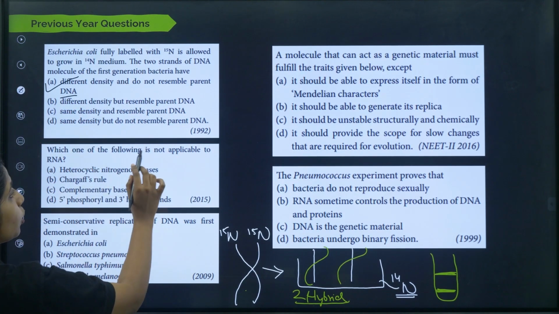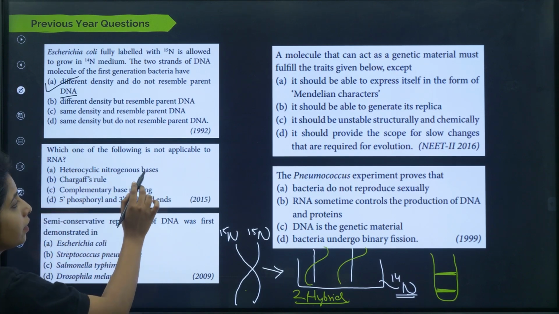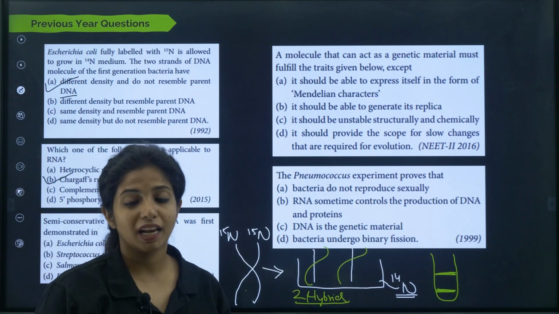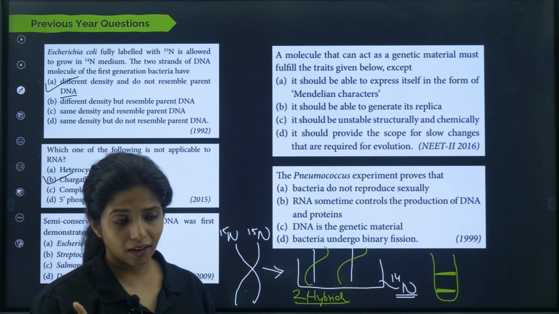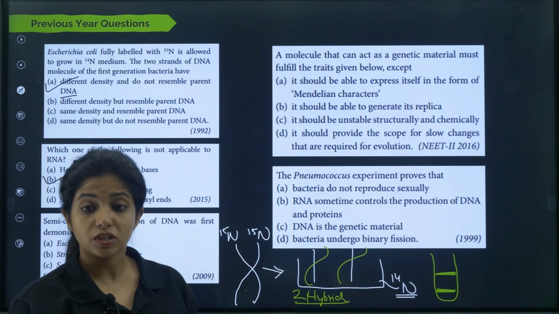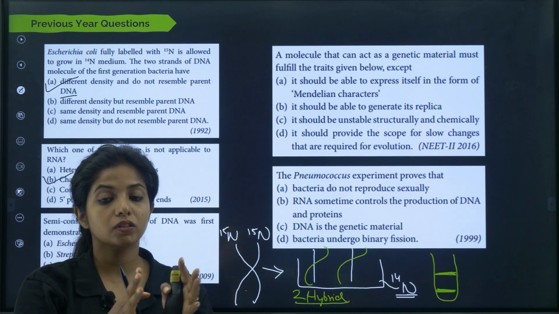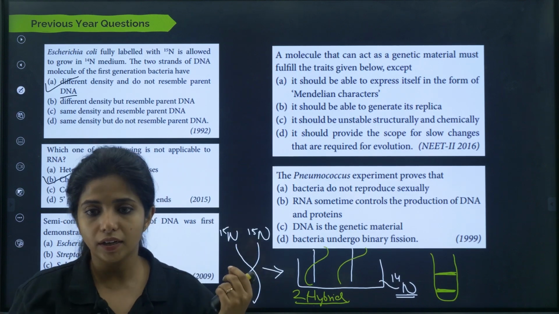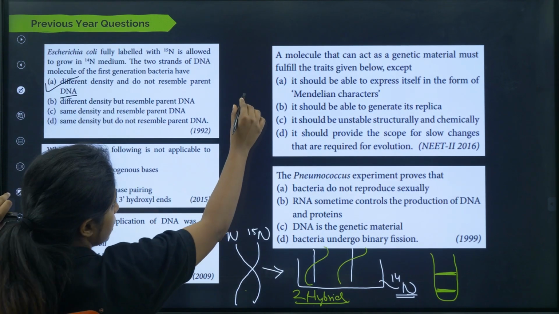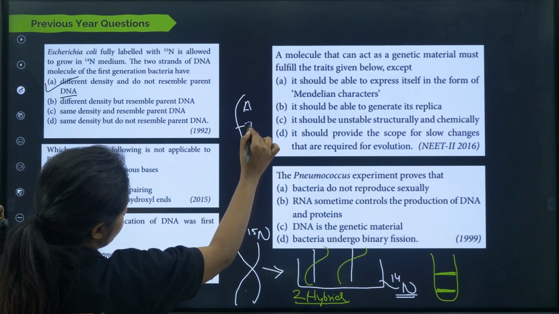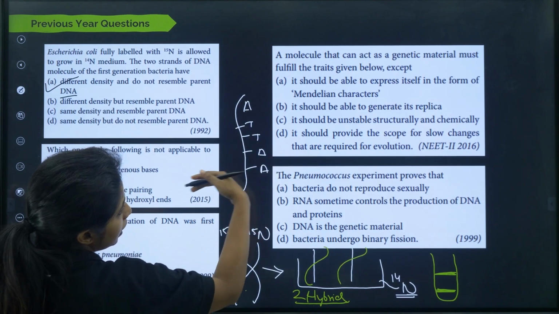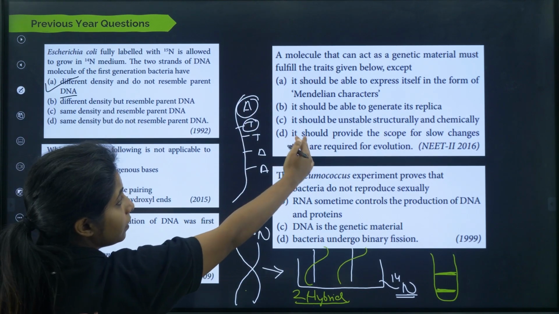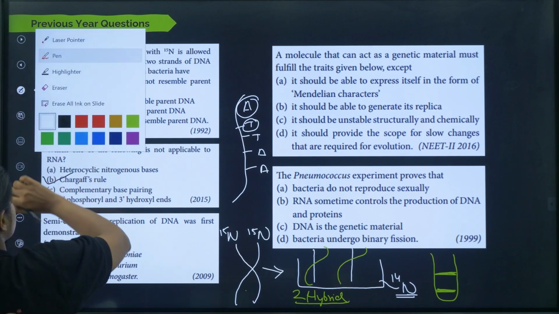Now, which one of the following is not applicable to RNA? Heterocyclic nitrogenous base, Chargaff's rule, complementary base pairing. I told you it's Chargaff's rule, because RNA can be single stranded at times, and at that time you cannot expect it to follow Chargaff's rule, which states that if adenine is this much, the thymine also will be this much only. It will be always equal. No, it cannot be possible if it's a single stranded RNA. In this case, there can be more amount of A, more amount of T, anything can happen, right? So, I cannot claim that A and T will be the same, if it had complementary pairing, then obviously. So that is lost.